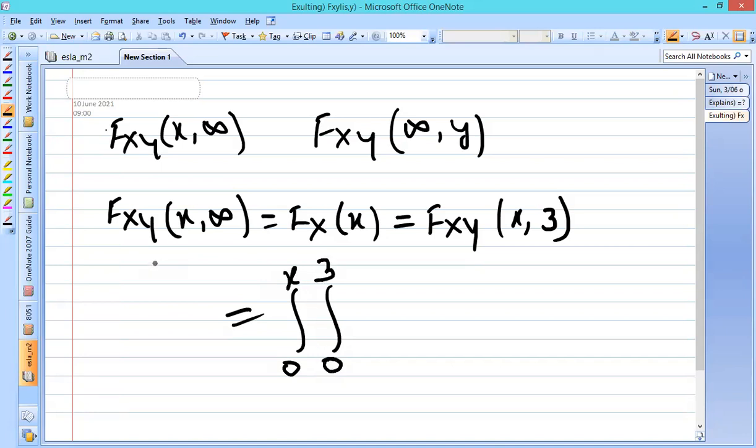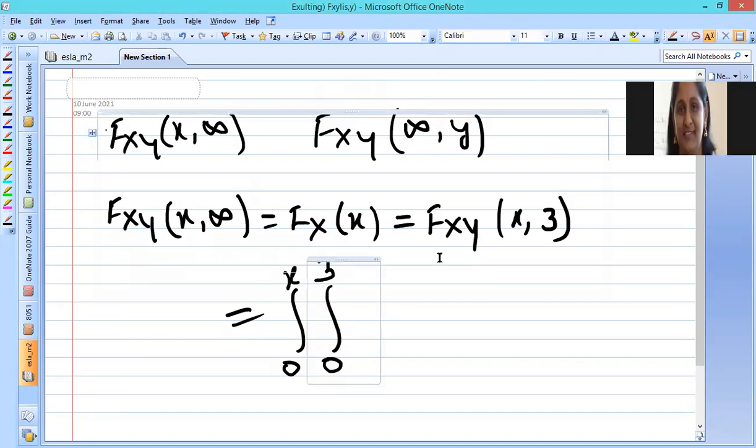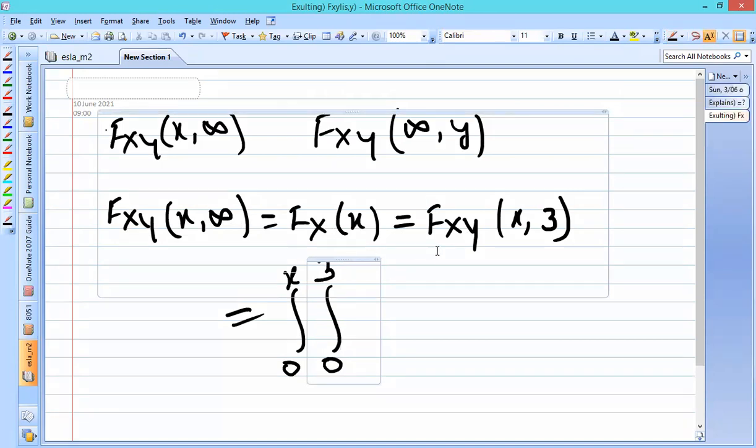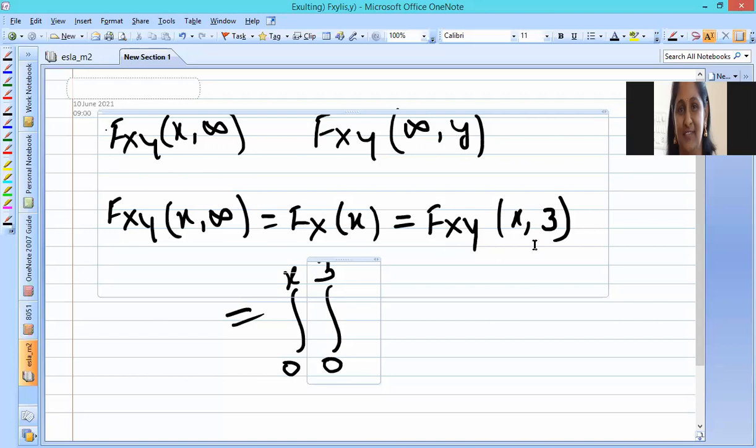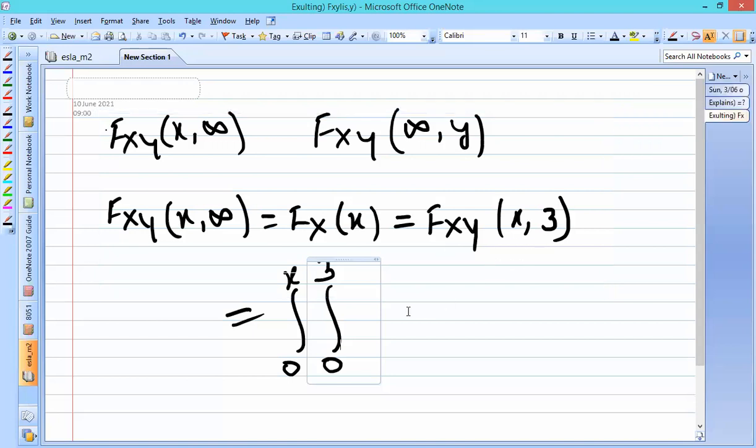I'll say it once again, listen. So Fxy of x comma infinity, here y takes the value infinity, but in the problem we have bounded the value of y between 0 to 3. So for that, what we do is the calculation of the marginal PDF Fx of x. So here we can write Fxy of x comma 3. So for this limitation we are going to calculate.